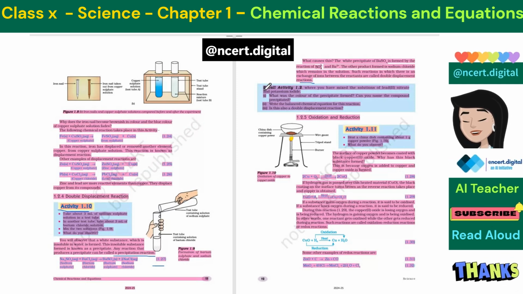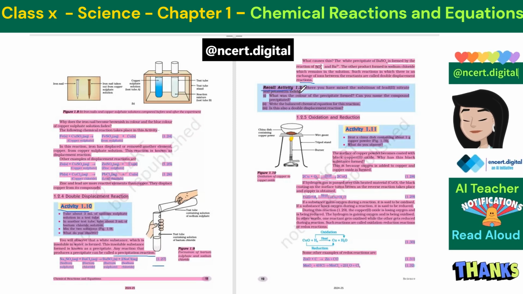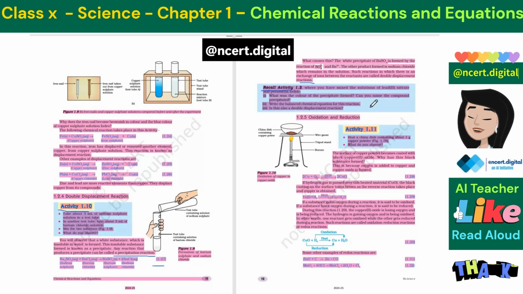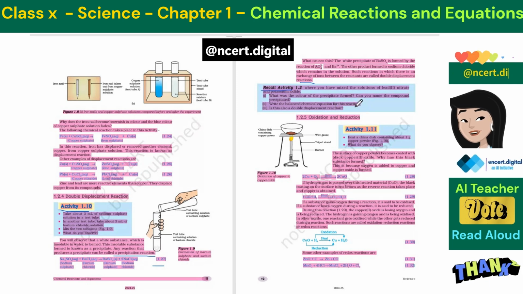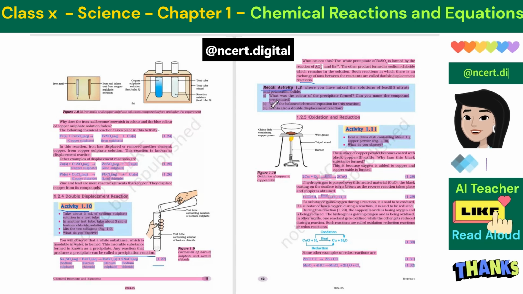Recall activity 1.2, where you have mixed the solutions of lead nitrate and potassium iodide. 1. What was the color of the precipitate formed? Can you name the compound precipitated? 2. Write the balanced chemical equation for this reaction. 3. Is this also a double displacement reaction?